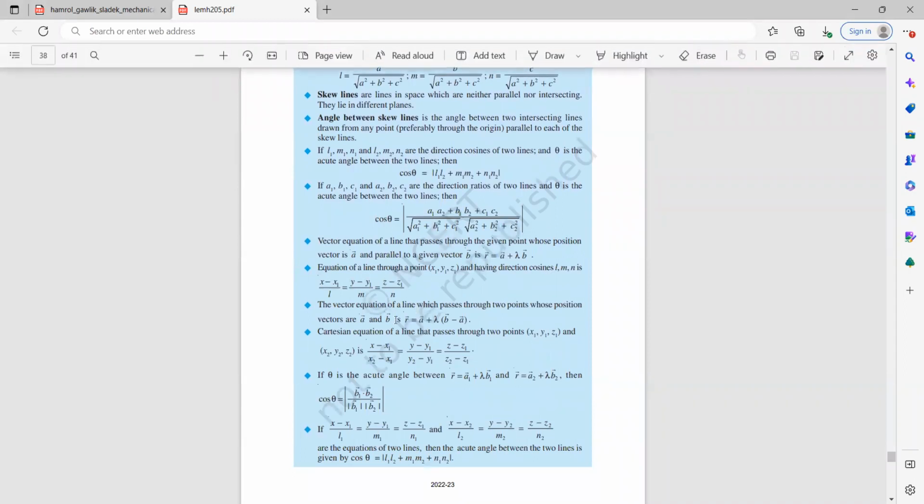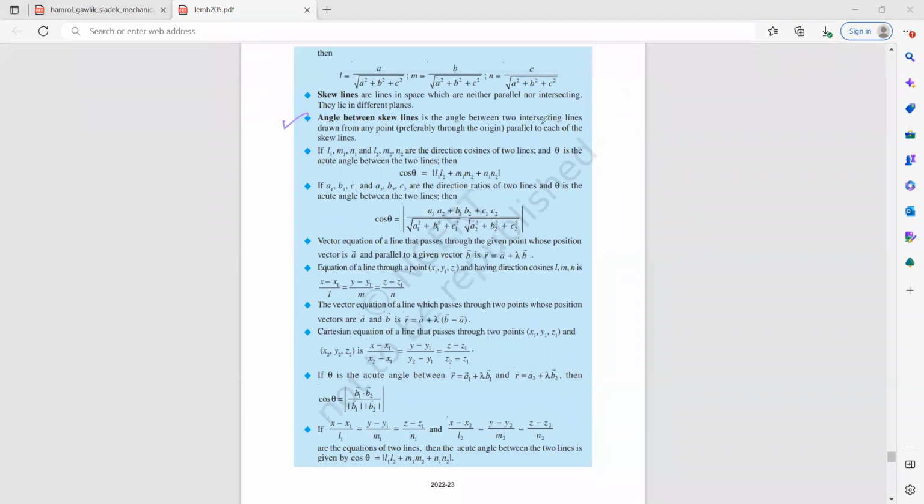Next, the angle between skew lines is the angle between the two intersecting lines drawn from any point, preferably through the origin, parallel to each of the skew lines. Now, if we have two lines with l1, m1, n1 as direction cosines of the first line and l2, m2, n2 as direction cosines of the second line, and theta is the acute angle between these two lines, then you can use this formula: cos theta is mod of l1 l2 plus m1 m2 plus n1 n2.